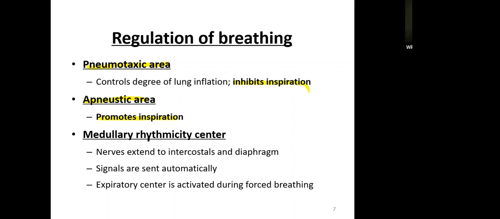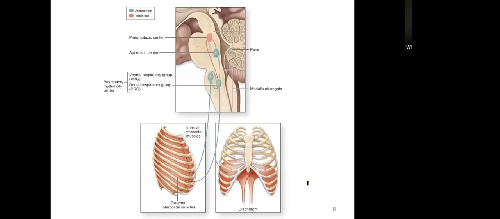There's a medullary rhythmicity center, and this is where we see the nerves extending into the intercostals and the diaphragm. We're also going to look at how the intercostal muscles, which we discussed in our first few lectures, and the diaphragm work, and how much overall percentage they form for normal inspiration to occur. These signals are automatically sent, and we have an expiratory center which is activated during forced breathing, during forced respiration. So this is essentially what we have.